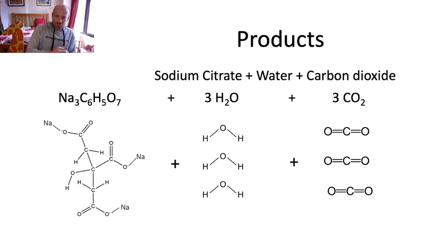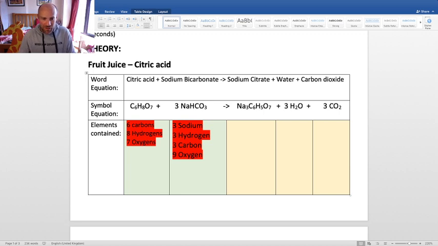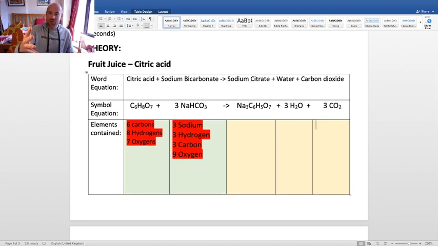What I want you to do is fill the sheet in. So here, I want you to write down, just underneath the symbol equation, what atoms are in each of those molecules, or how many atoms are in the combined 3 water molecules or 3 carbon dioxide molecules. So can you try and fill that in now, please?